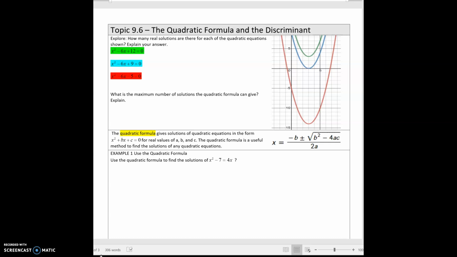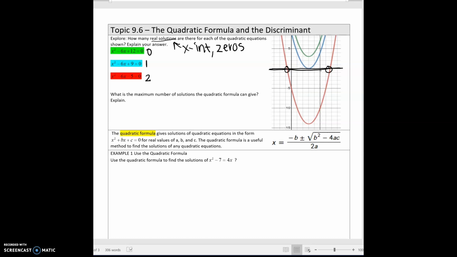Okay, so remember that real solutions are your x-intercepts or your zeros. They're all related. So when you're looking at how many solutions it has, the green one does not touch the x-axis, so the green one has 0. The blue one touches and then goes right back, so it only has 1. And the red touches here and here, so there's 2.